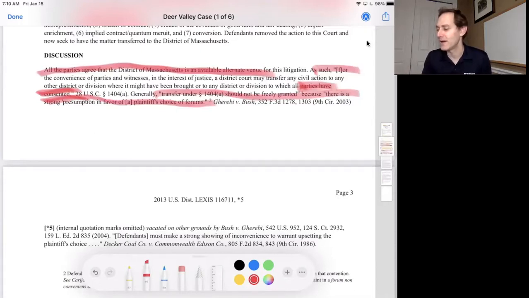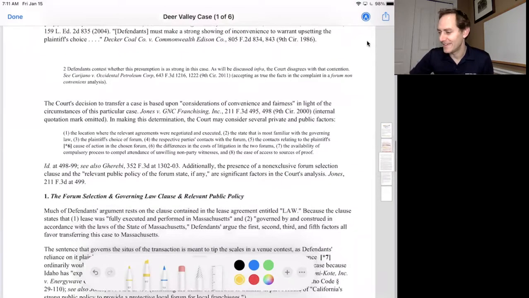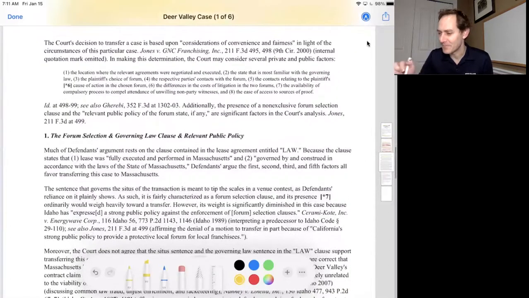This is right here. What this means, that's the case citation, this 2003 federal case that says, let them keep it where they want to keep it. Okay. And defendants must make a strong showing of inconvenience to warrant upsetting the plaintiff's choice. And defendants say they didn't make that, but the judge is going to disagree. Spoiler alert.